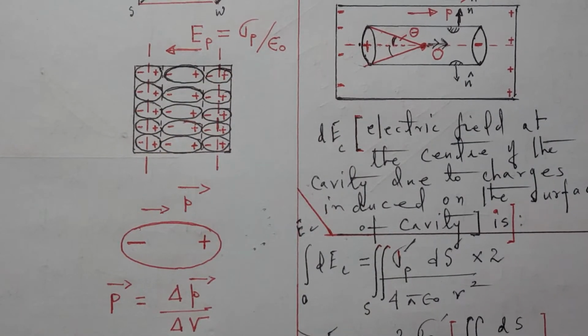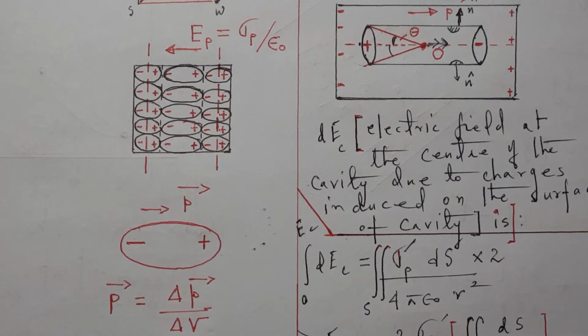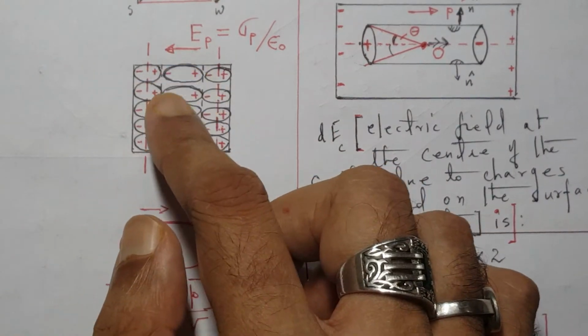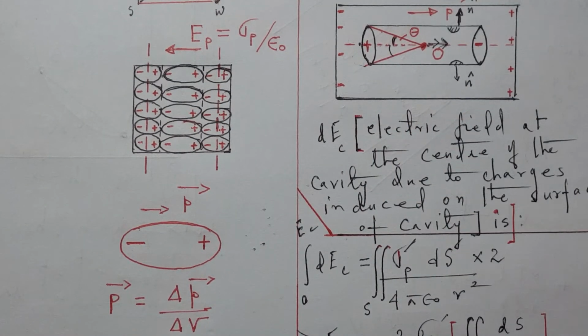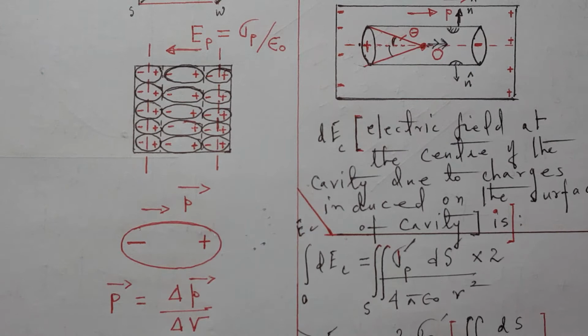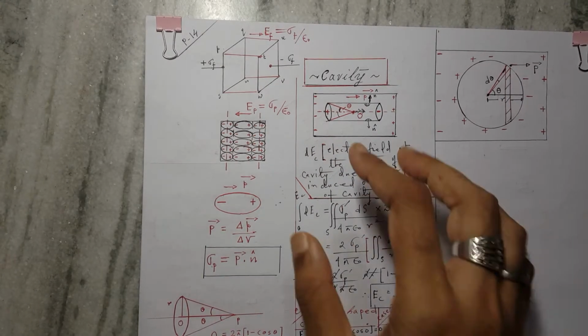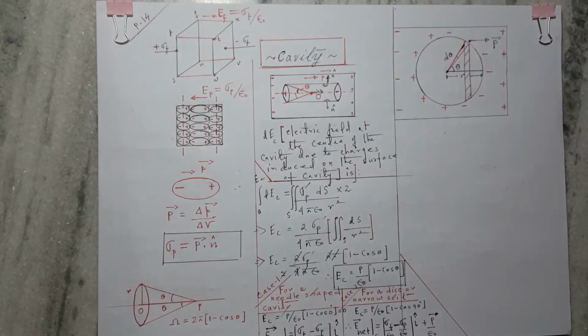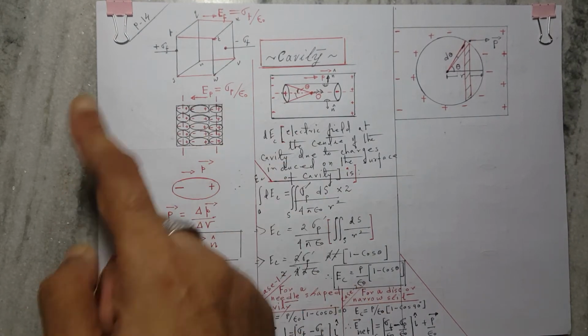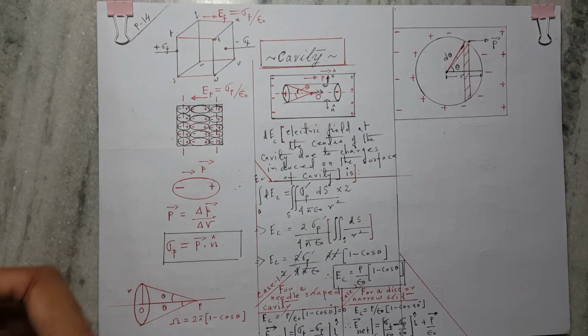What is sigma P? Sigma P is the surface charge density due to polarization of charge. And what is polarization of charge? This separation of charge which is produced due to the applied electric field. And this applied electric field is due to the charge on the capacitor plates. So very clearly we can understand one important fact here, that this EP is opposing EF.